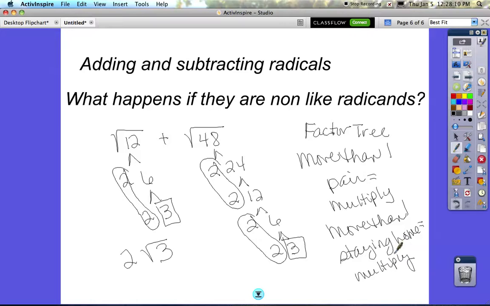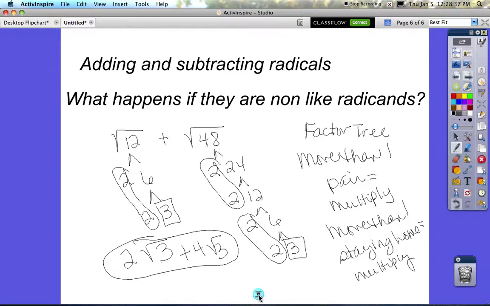Okay, so more than one pair, more than one thing leaving the house, multiply them. More than one thing staying home, multiply them. Okay? So I've got a 2 and a 2 leaving the house. So what gets to leave the house? 2 times 2 is 4. What has to stay home? 3. So now, do I have like radicands?